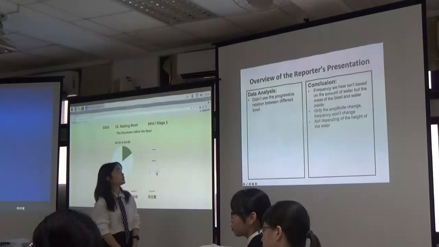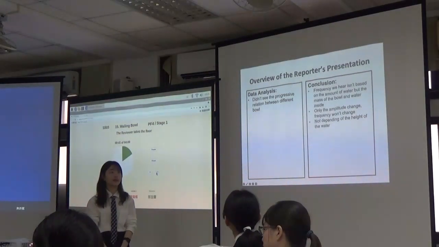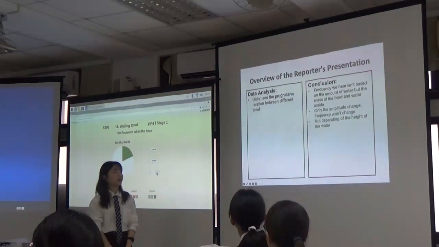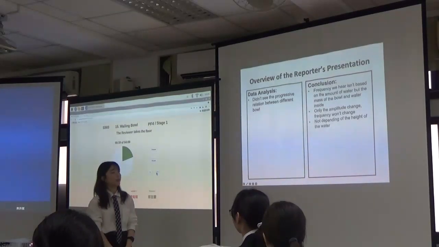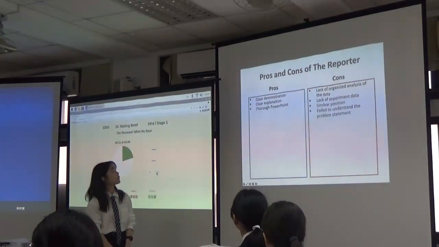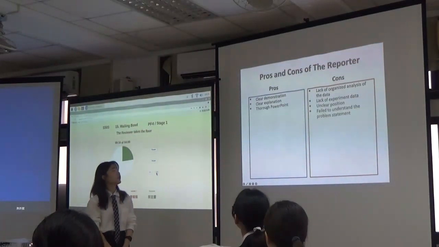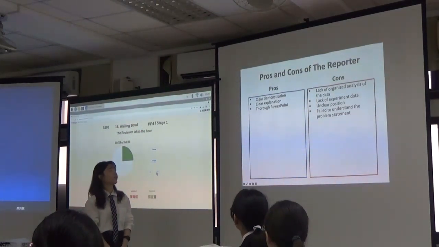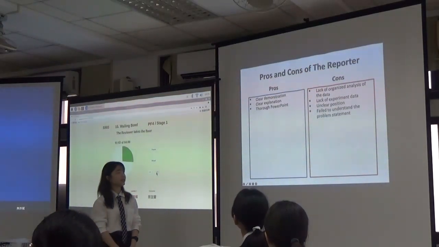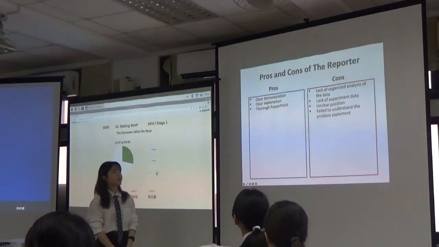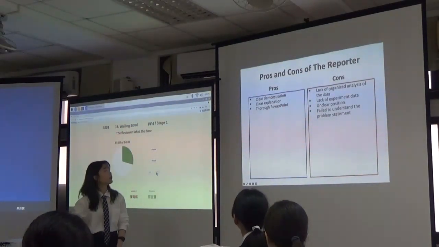And the data analysis, I didn't see very organized data analysis, and the conclusion is that the frequency won't change based on the amount of water, but the amplitude will change. As for the pros and cons of the reporter, they have a clear demonstration and a clear explanation and a thorough PowerPoint. But the cons are that they lack organized analysis of the data and experiment data, have an unclear position, and fail to understand the problem statement.